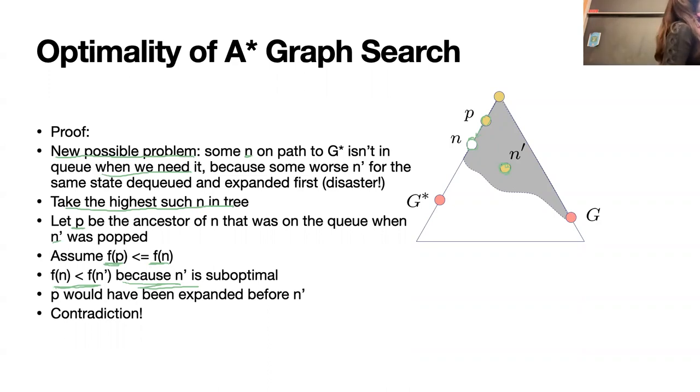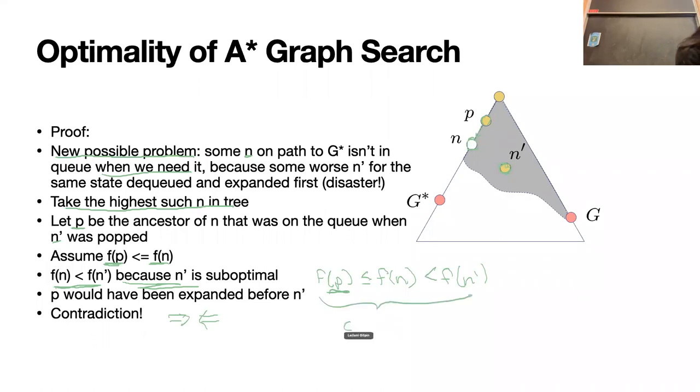What's the problem here, right? If we have that f of p is less than or equal to f of n, and f of n prime is greater, then p would have been expanded before n prime. And that is what leads us to our contradiction. Okay. And the reason that we're able to get this is by our consistency.